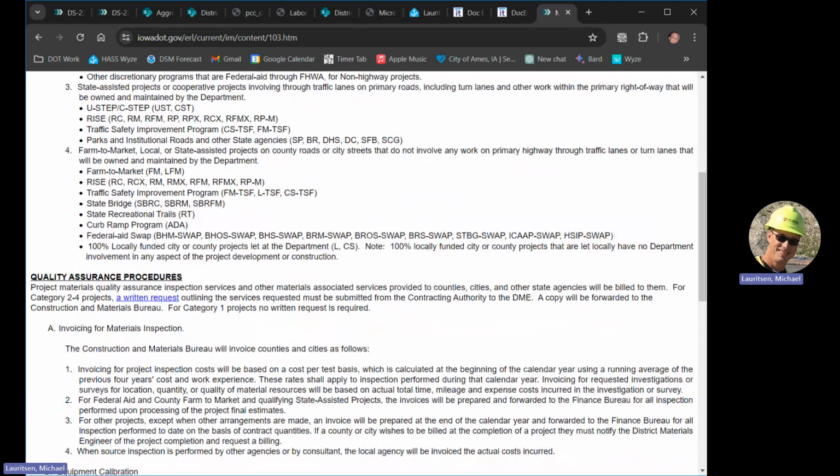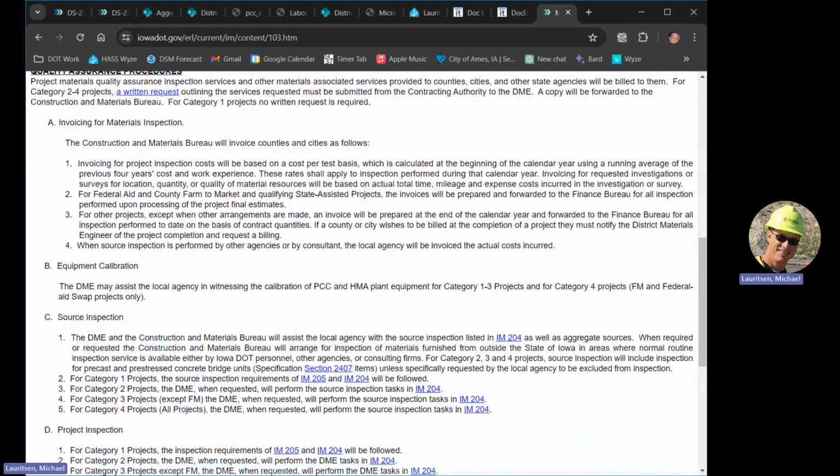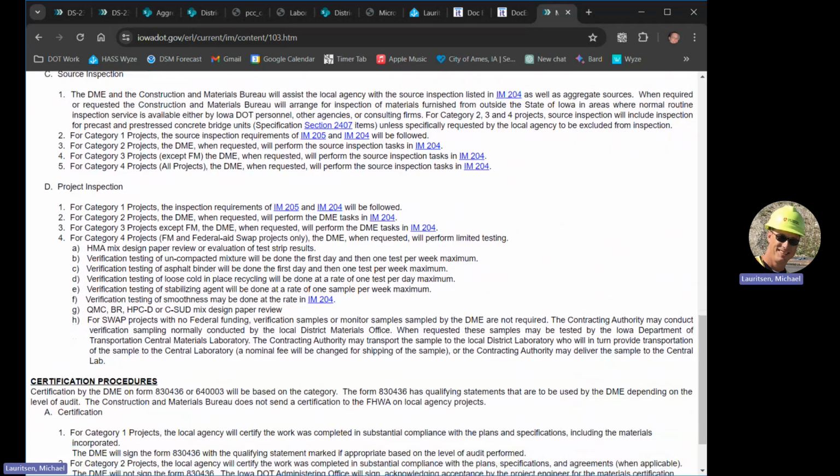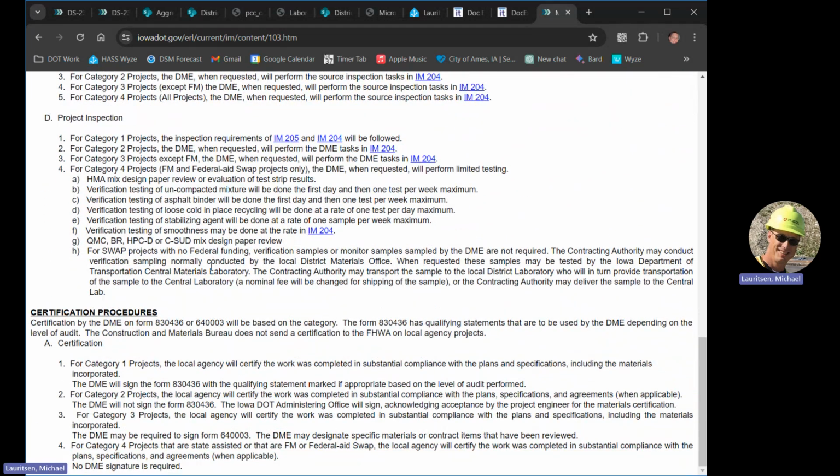So what does that mean? We go down here and there's quality assurance with inspections, calibrations, source inspections, project inspections, and it shows what we'll do. On a category 1 project, obviously that's the federally funded and state projects, we're doing all the inspection requirements from IM 204 for state projects and 205 for locals. For these other categories, we do different things. So that's where it gets important to know what category it is.